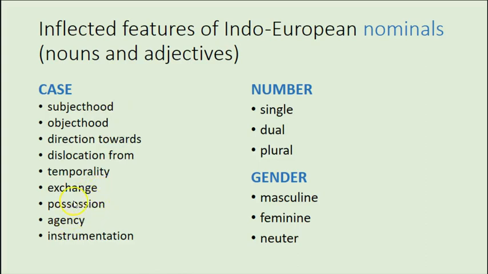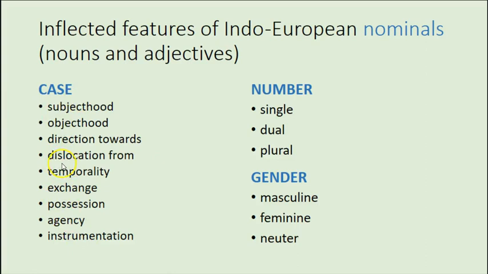Possession, we hang on to that in our pronouns. Agency, it was done by that person. You wouldn't say "by that," you would just say person with the ending indicating agency. And instrumentation, I did it with a shovel, right? And you would say shovel, and then you would add that ending. So every noun, not just pronouns, but nouns have all of these cases in Indo-European. And I think Russian still preserves like 7 or 8 cases. Hindi has 5. Romanian has 3, I think.